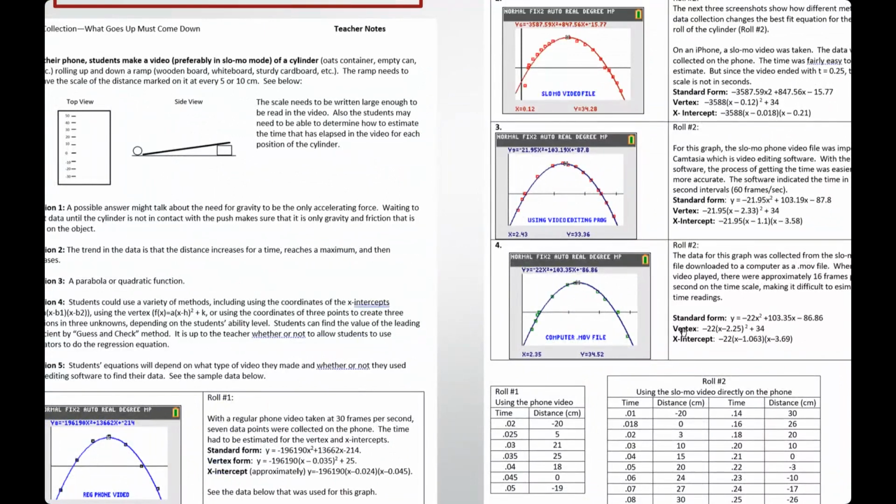Top graph was a slow-mo video file that you saw earlier. The second one was a video editing software, the Camtasia. And the third one was downloaded from the same slow-mo file, but downloaded on the computer and analyzed on the computer. And there was a difference in the timestamp, but notice the difference in the equations that model the data. And that was my question to the kids. Why was that?